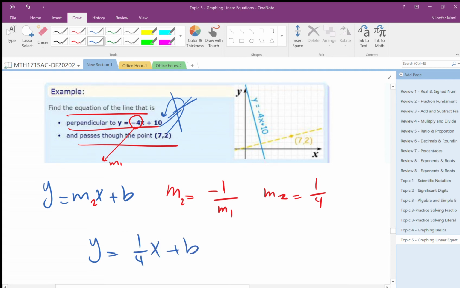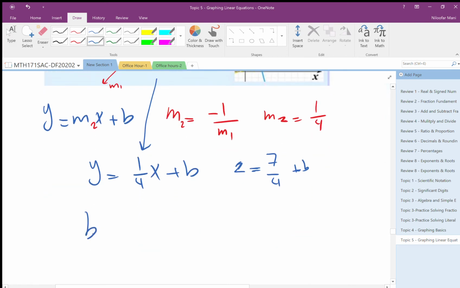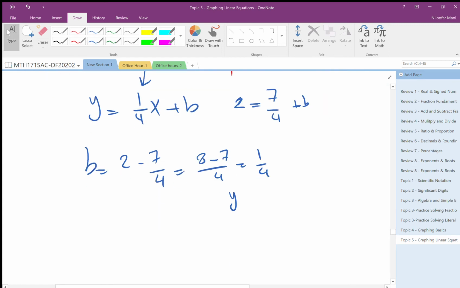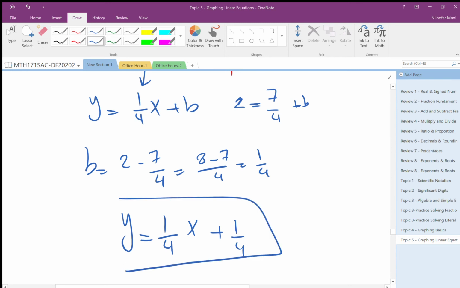How can I find b? This point is on this line, not on the first line. So it is 2 equals 7/4 plus b. What is b? b is 2 minus 7/4, which is 8/4 minus 7/4, which is 1/4. So the equation that I'm looking for is y equals 1/4x plus 1/4. This is what I found.